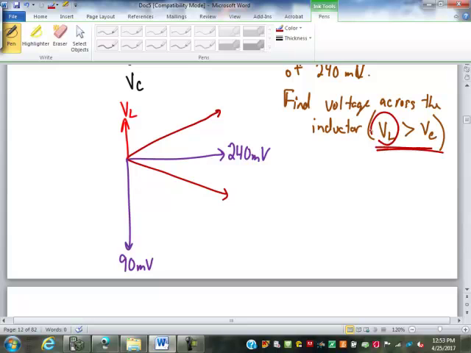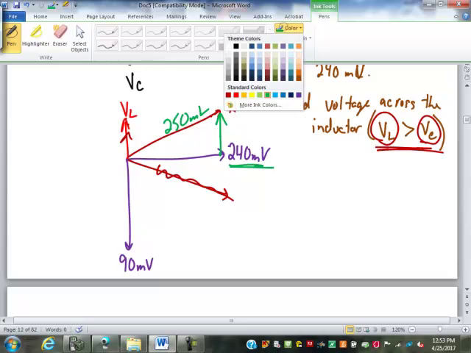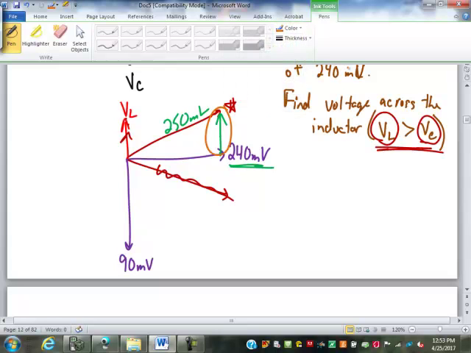If I know that the voltage across the inductor is bigger than the voltage across the capacitor, what does that mean as far as the vertical component? This one's got to be bigger, right? So if this one's bigger, it goes up top. So we're looking at this one up here, not this one. It's going to be a right triangle because we need this component. What we're looking for is this piece here. If this hypotenuse is 250 millivolts and this piece is 240 millivolts, what does this piece have to be? You do a squared plus b squared equals c squared. This would come out to be 70 millivolts. Does that make sense?